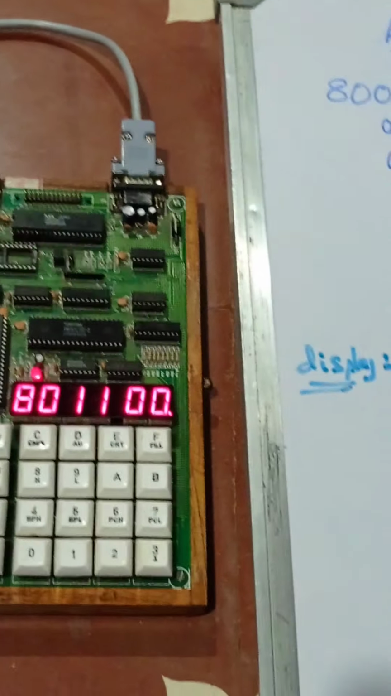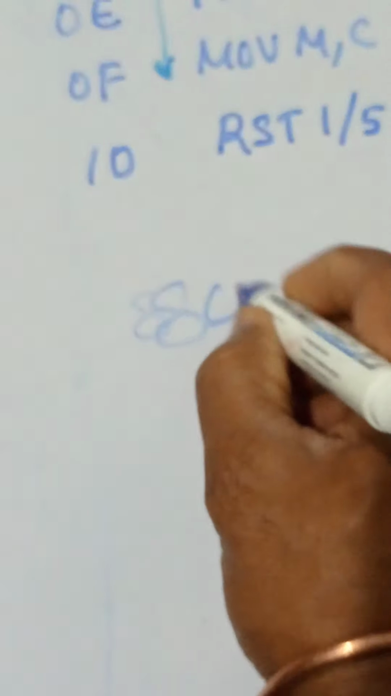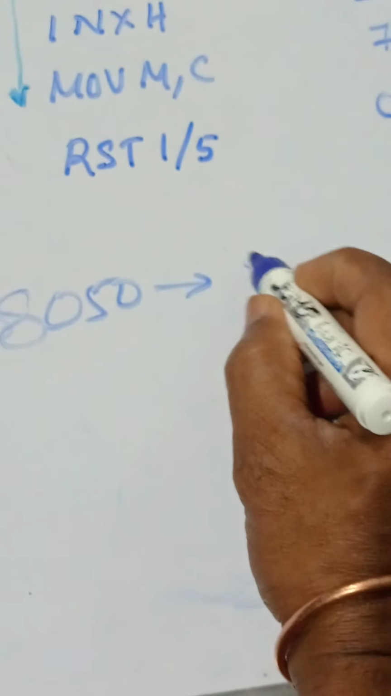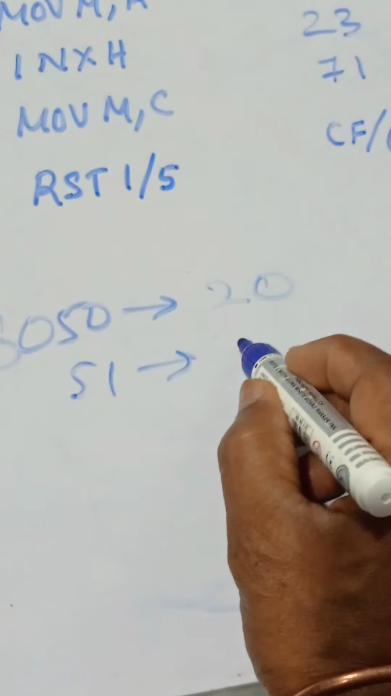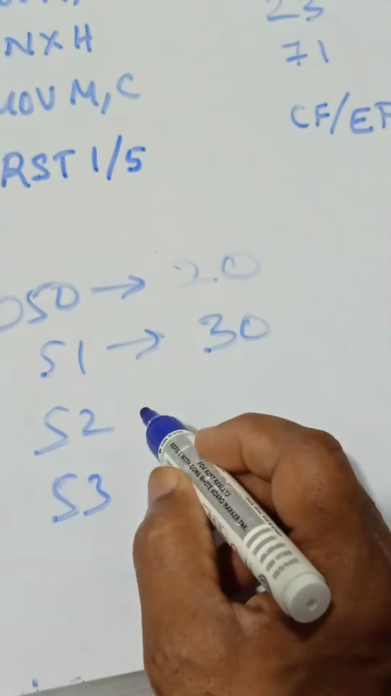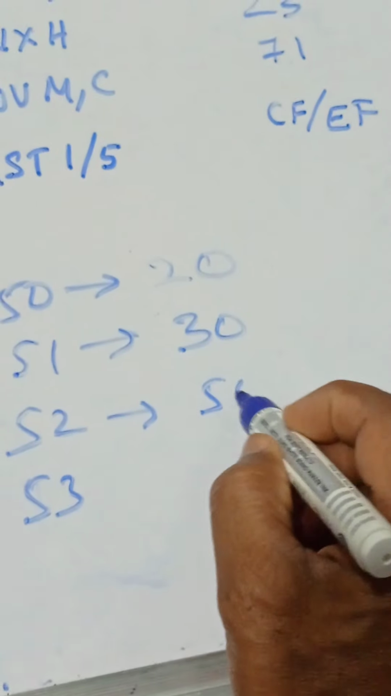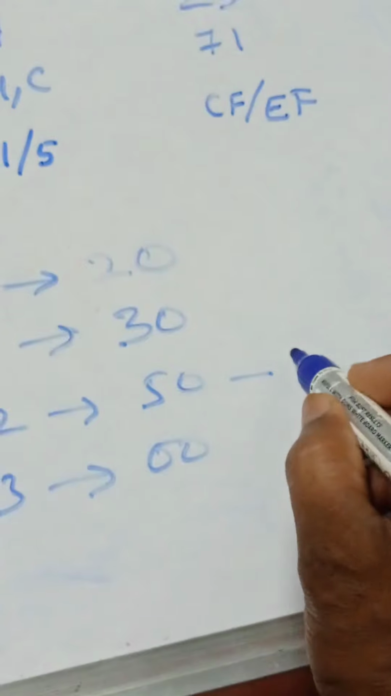Now we want to enter the data at the locations 8050. We want to give one data. Let us take 20 as the data given at 8050. At 51 I will be giving another data, that is 30. The result of these two should be available at 52 and 53. At 52 I should get the result as 50. At 53 I should get the result as 00. So this is my sum.